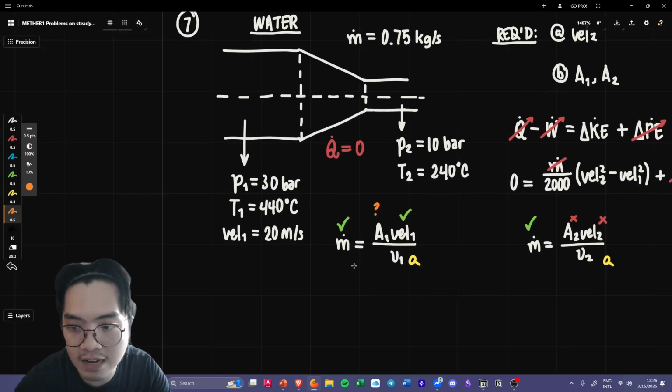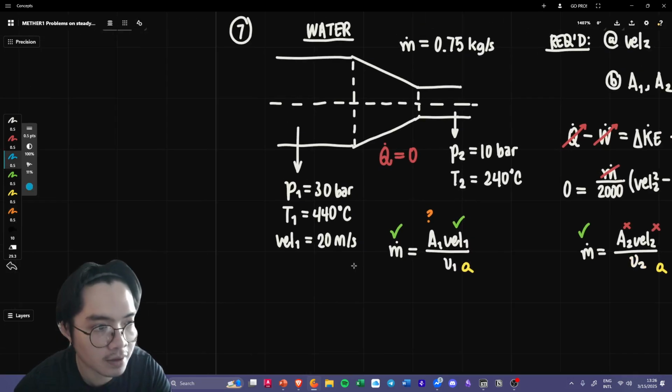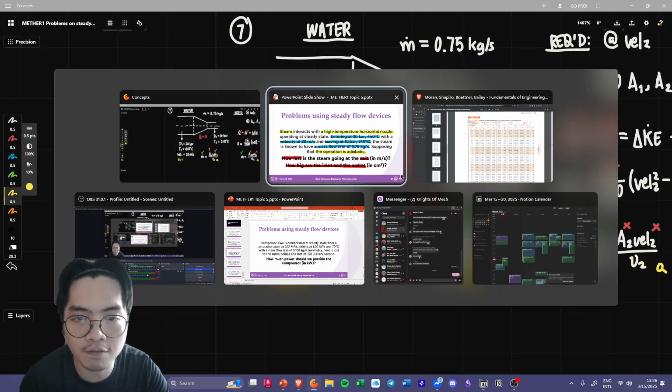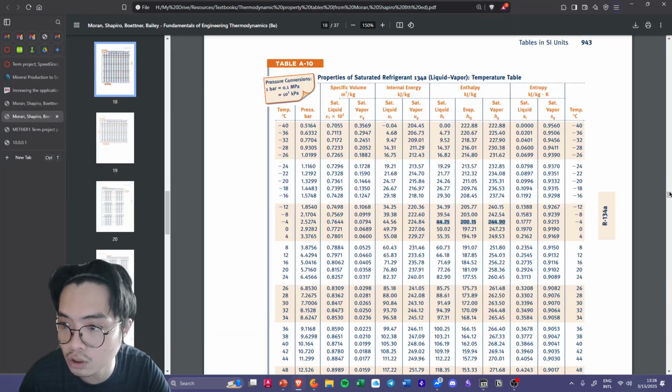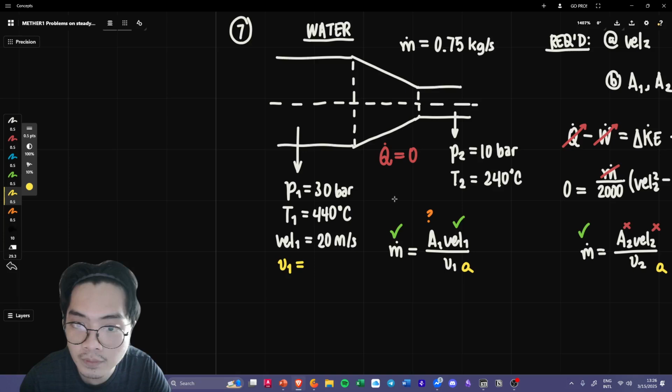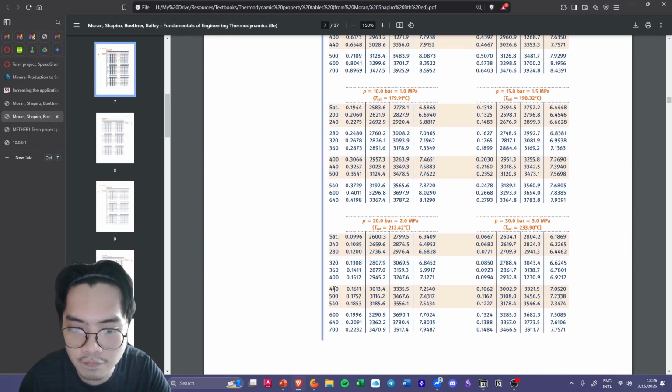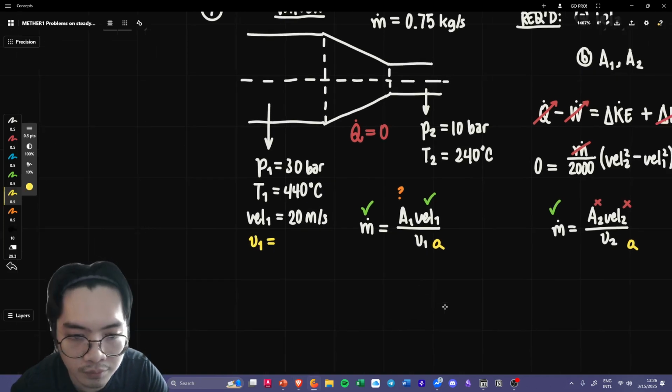So let's go find V1 and V2 now. Your value of V1 here for 30 bar, 440 degrees Celsius, there you go. It's 0.1062 meter cube per kilogram.